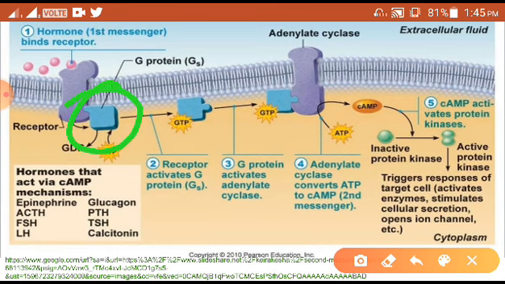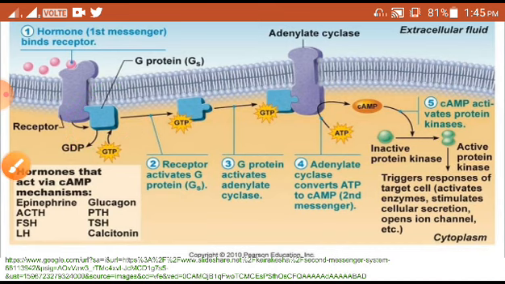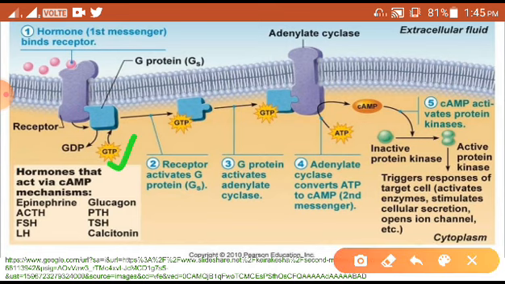Now you can see this blue color structure. This is your G protein, and this G protein right now has a GDP, which later, once the receptor gets activated, will become GTP, right? So this GTP means the activation. This G protein now got activated. So this is an activated G protein.